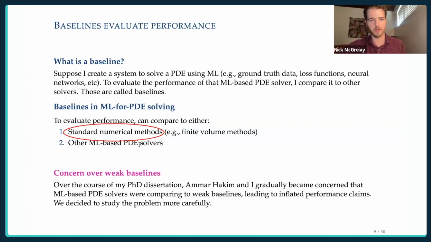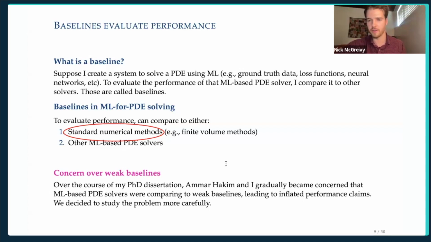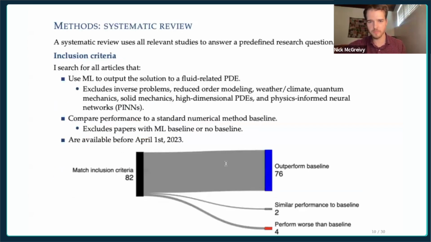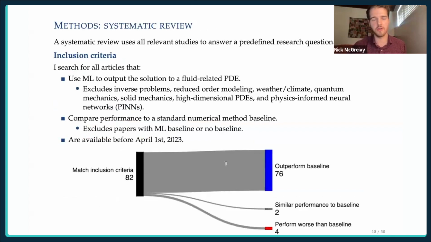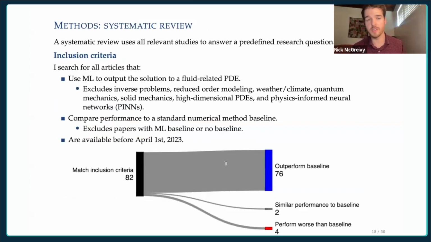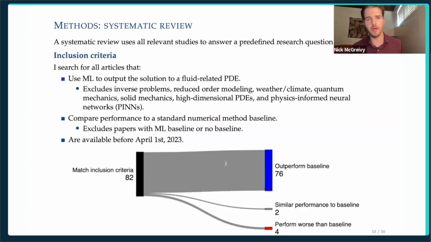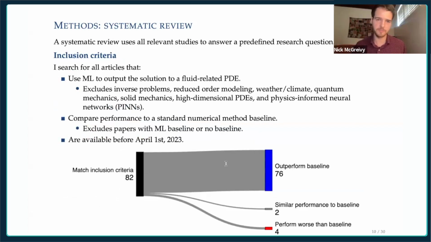Over the course of my PhD dissertation, Amar and I became concerned that there were comparisons to weak baselines leading to inflated performance claims. So we decided to study this more carefully. And so what we did is what's called a systematic review. This is a common technique in, for example, medicine, where you're trying to use all of the available evidence to answer a question.